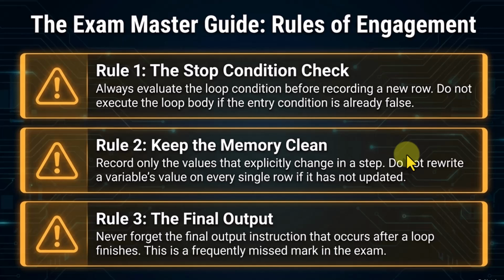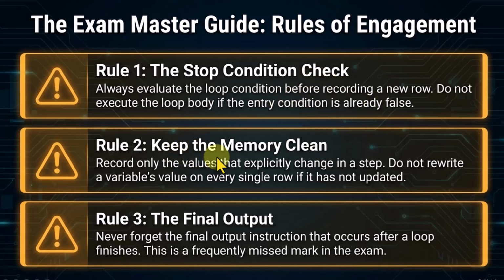Some rules for the exam. Rule number 1, the stop condition check. Always evaluate the loop conditions before recording a new row. Do not execute the loop body if the entry condition is already false. So every time you have a loop, check the condition. If the condition is true, then perform it. Again, check the condition. If that was true, then do that.